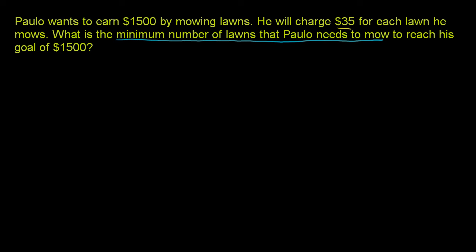So we're going to take 1,500 and divide it by 35, because that's how much he gets paid per lawn. Now, 35 does not go into 1, so we have to add another digit. 35 does not go into 15.